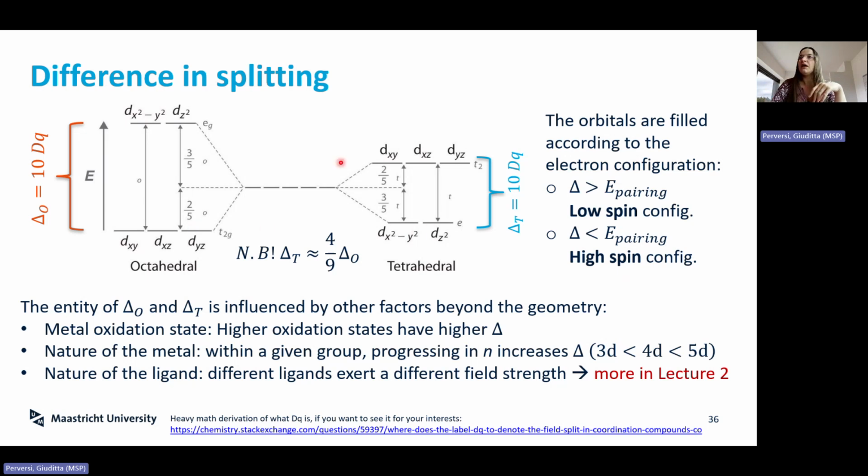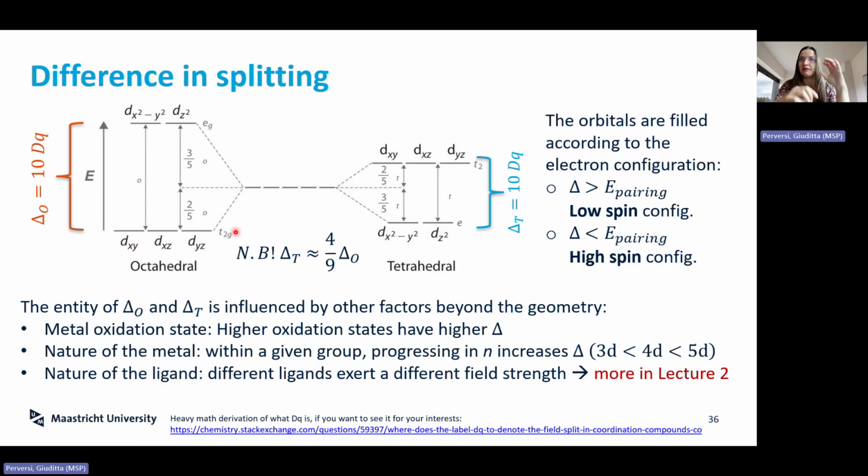How modest? By rule, in equivalent complexes, fundamentally, a tetrahedral geometry is 4/9 of the octahedral geometry. So if you want to know how big this is, if you have this that is 1, this thing is 4/9.